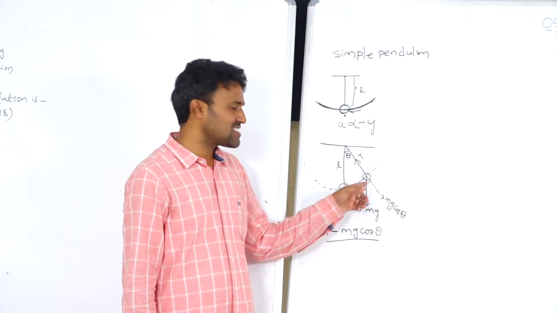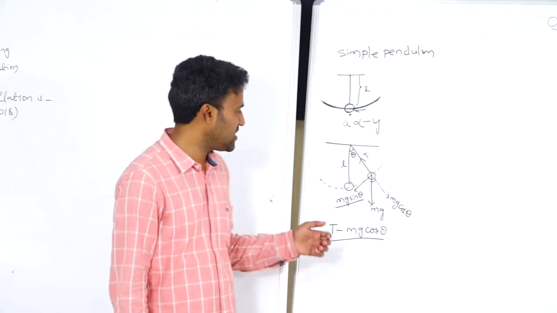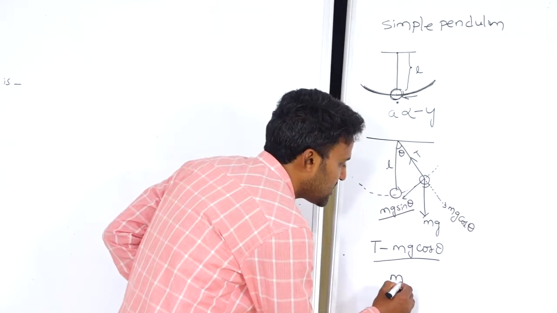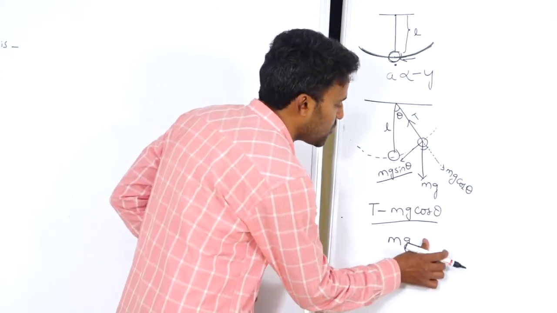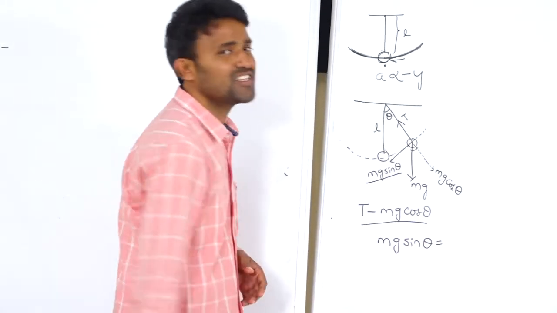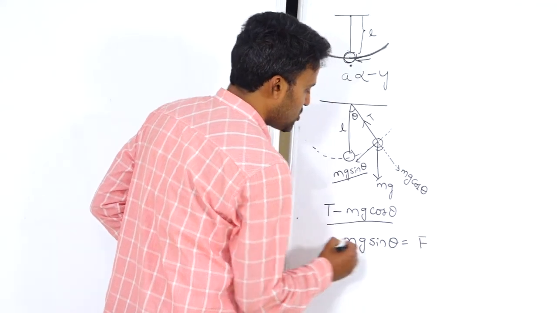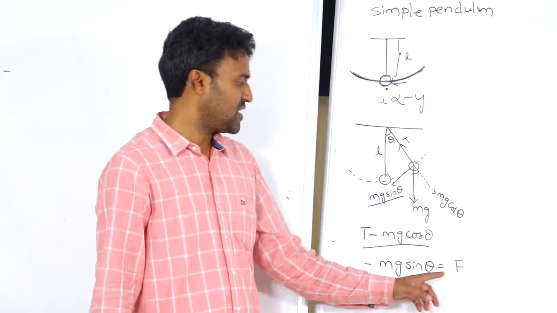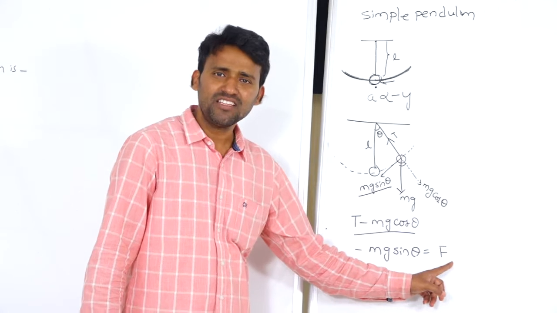Here, mg cos theta is balanced. Tangential acceleration produces the torque, so this is a restoring torque. The restoring force F is equal to minus mg sin theta.